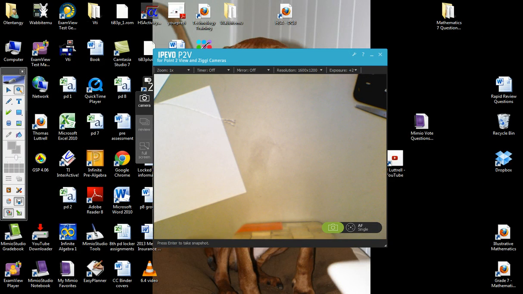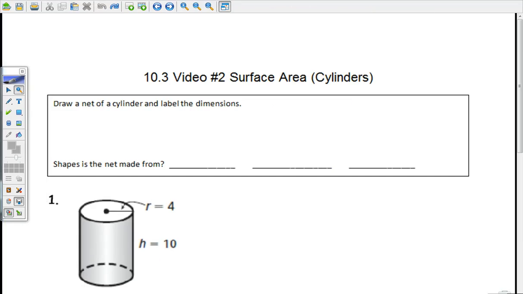So if we switch back here to your notes, we're going to go ahead and first draw the net of our cylinder that I just had there, that orange net. So the net of a cylinder is 2 circles and 1 rectangle, and they're kind of touching each other. So let's go ahead and make that net. You can go ahead and do that while I'm getting started here.